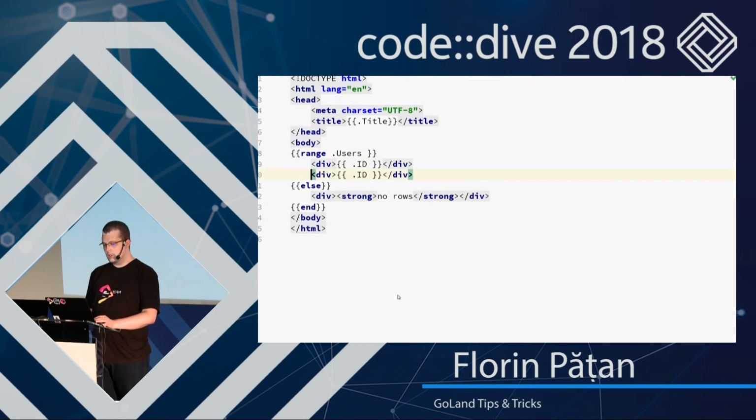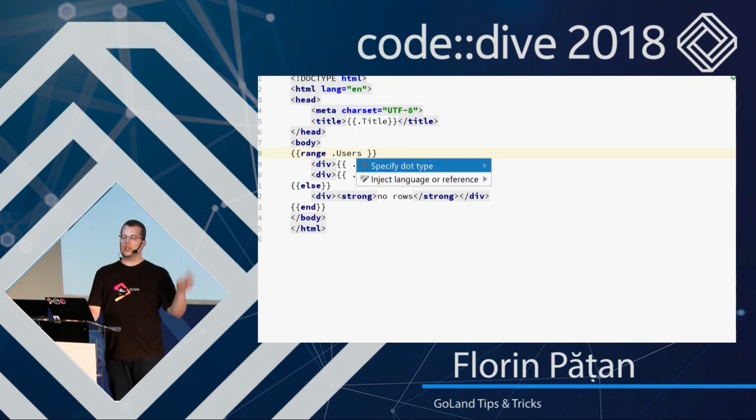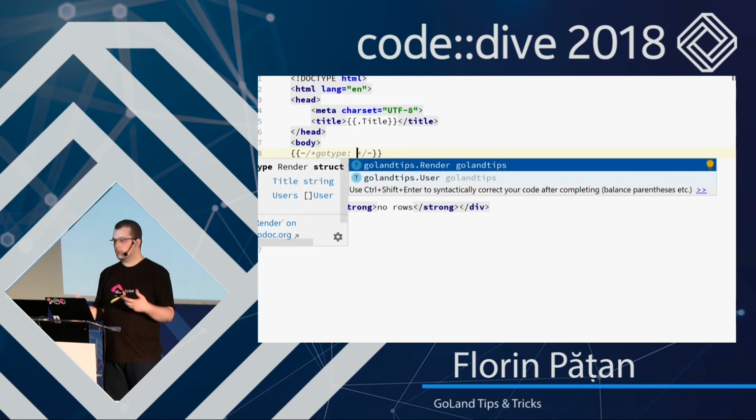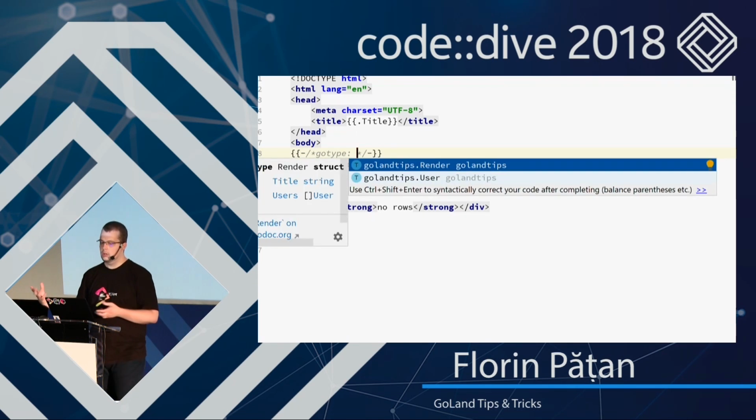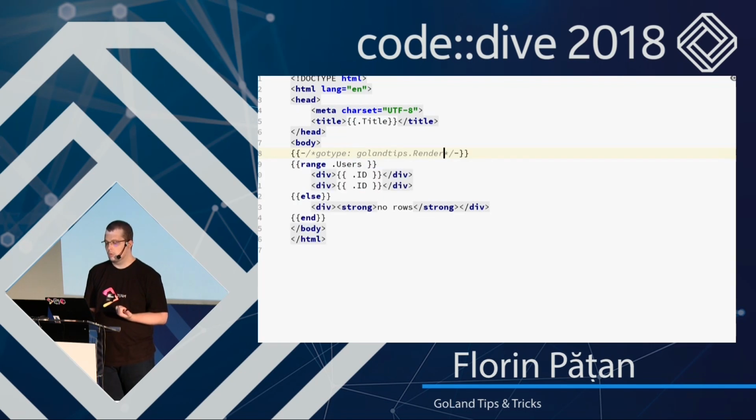Besides the ID field, we can also print the, well, I don't have any suggestion here because I don't know what type I'm trying to use, right? So how do we fix that? Well, we fix that by going to the users, pressing Alt-Enter, and we can specify the dot type. And what this means is we can actually give it a type. So using one of these comments, we can give it a type so that the IDE can then parse the template correctly and help us figure out what we want to do there.